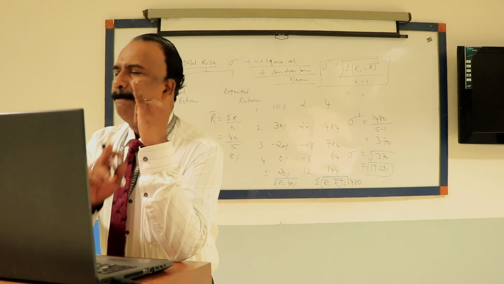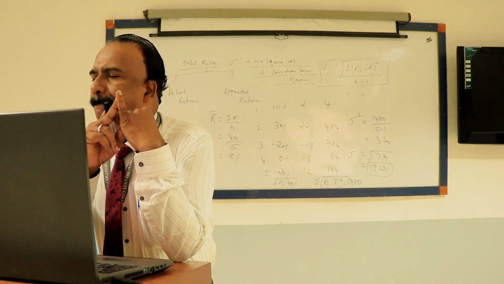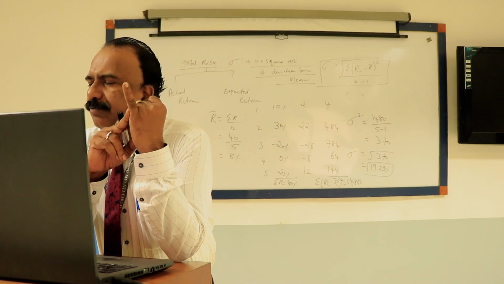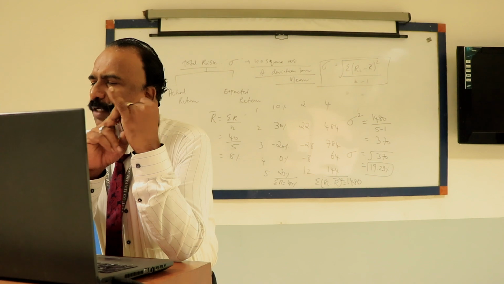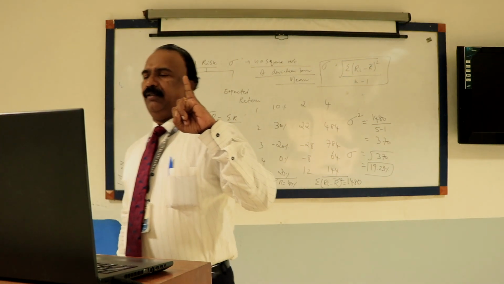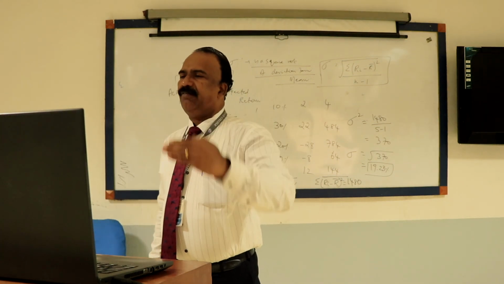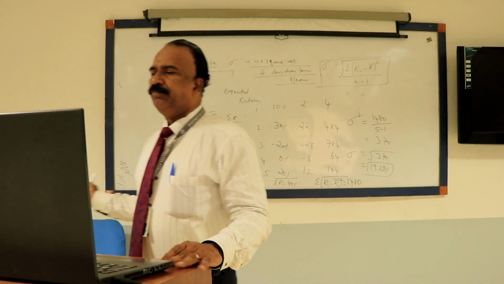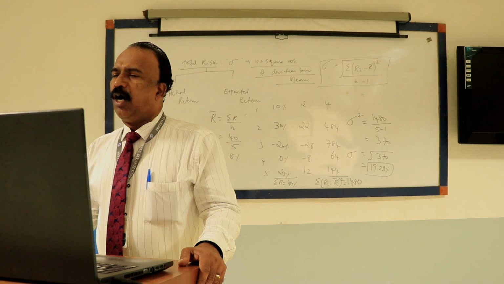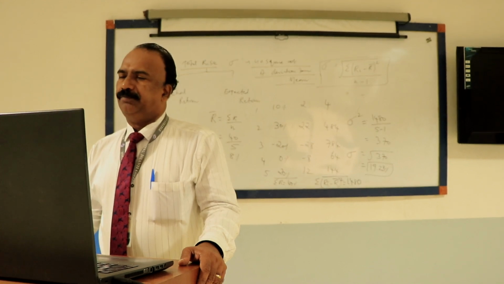Yeah. Step number 1. You will be given the return. Compute the average return. That is, add the return, divide by number of years. So here the total return is 40, divide by 5 years. So average return is 8%.